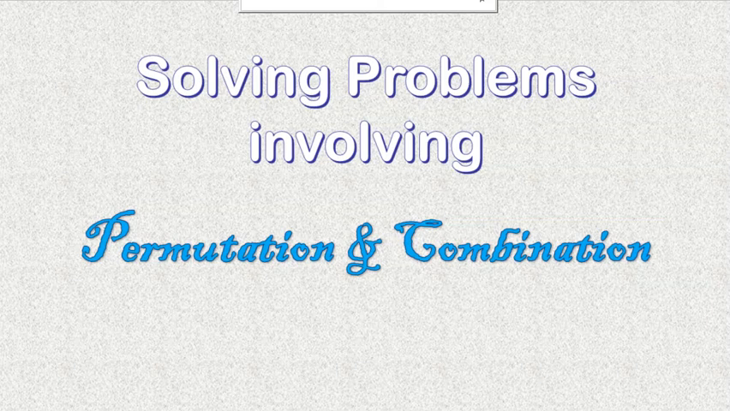Solving problems involving permutation and combination. Determining if the problems to be solved using permutation and combination is not that easy. But we do have a couple of hints for us to use and for us not to have a wrong solution in solving such problem. And what are these?